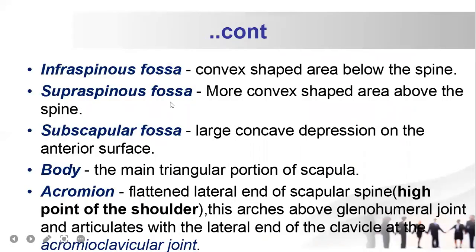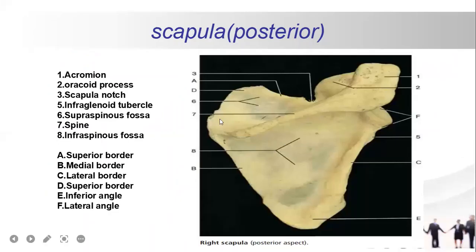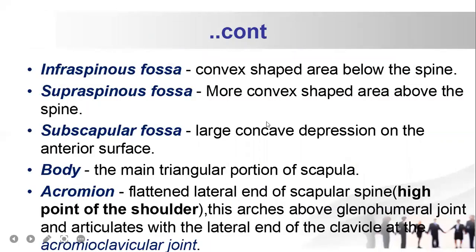We have supraspinous fossa, a more convex shaped area above the spine. And back to our diagram, we have that denoted as number six, which is the supraspinous fossa, the area just above the spine. We have subscapular fossa, a large concave depression on the anterior surface. So the costal surface or the subscapular fossa is a large concave depression on the anterior surface.